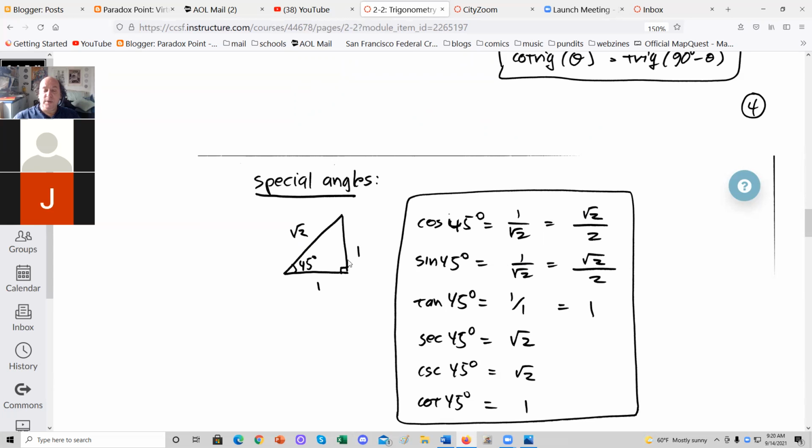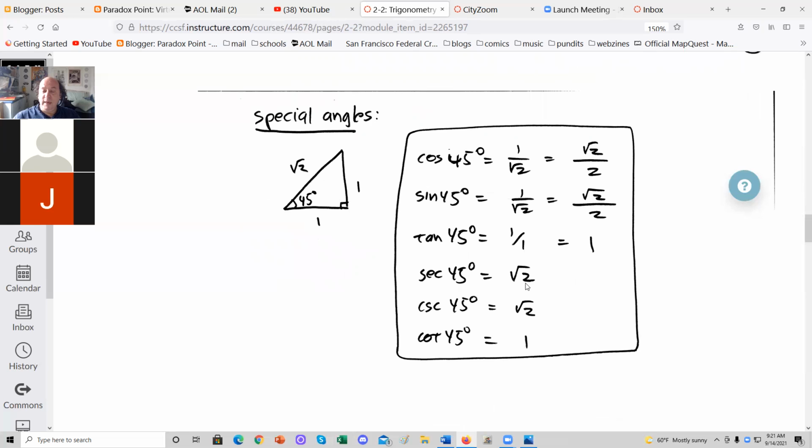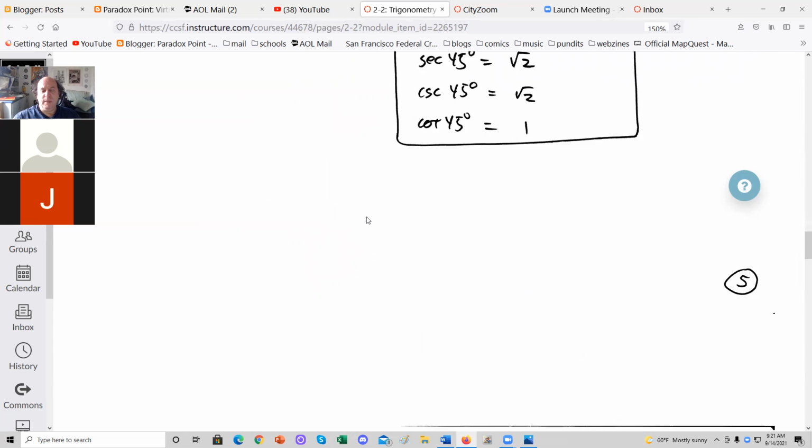Tangent is opposite over adjacent, 1 over 1, which is 1. And secant of 45 is 1 over cosine, and therefore root 2. Cosecant of 45 degrees is 1 over sine of 45 degrees, therefore again root 2. And cotangent is adjacent over opposite, which is 1 over 1, or 1. So these ratios show up, and you can remember them just by drawing this triangle.